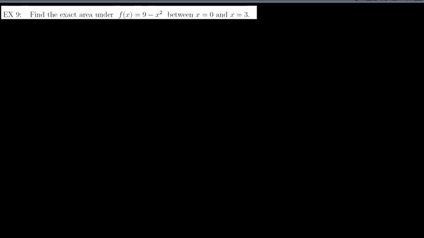Okay, now we get to finding the exact area. Find the exact area under the curve, and we're going to do the same example, 9 minus x squared. So our function, if you can't see it, let me write it down again. f of x is just 9 minus x squared. And we're going between 0 and 3. So that's my interval. In other words, a is 0 and b is 3.